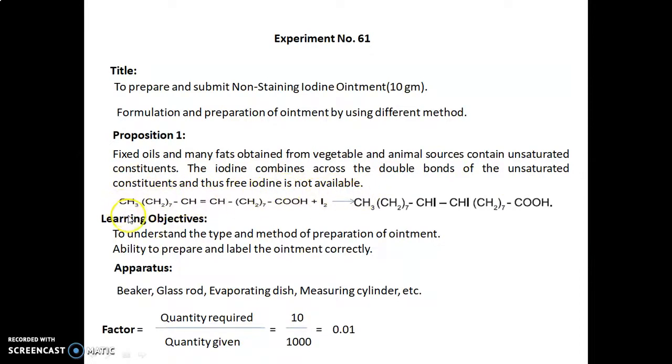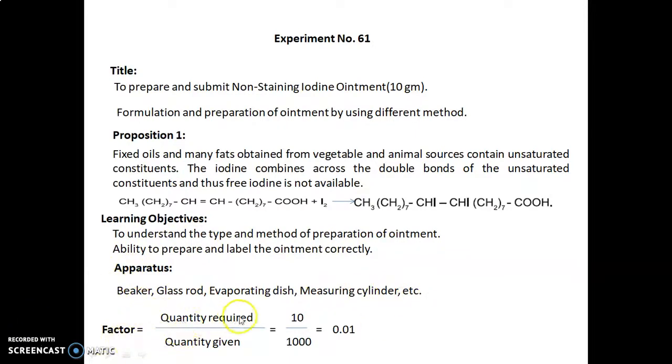That is CH3 (CH2)7 CH=CH (CH2)7 COOH plus I2, that is, iodine reacts with this, and we get CH3 (CH2)7 CHI CHI (CH2)7 COOH. Learning objectives are to understand the type and method of preparation of ointment, and the ability to prepare and label the ointment correctly. Apparatus required are beaker, glass rod, evaporating dish, measuring cylinder, etc.